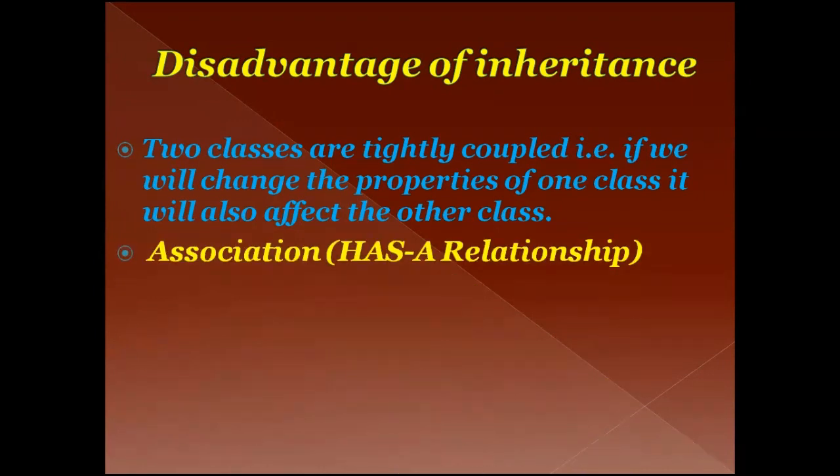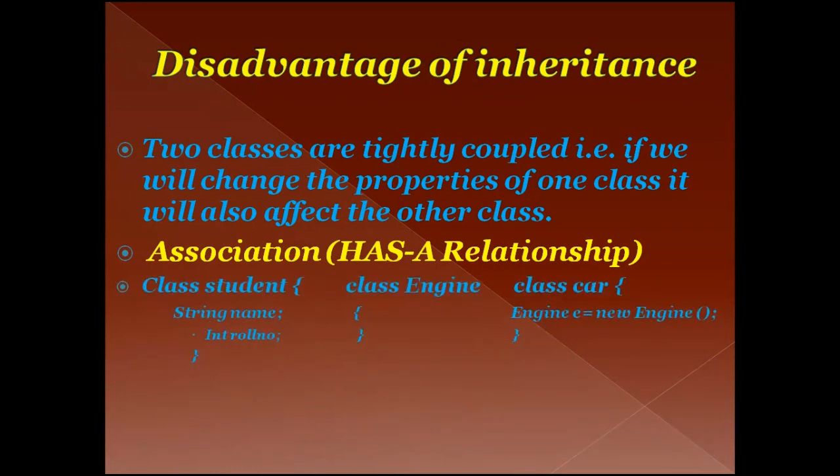Another relationship that can exist between classes is association. Association can be called a has-a relationship. It is not a tightly coupled relationship. Here is an example: class Student, class Engine, and class Car. The class Student has no relationship with class Engine, but class Engine and class Car have a relationship.